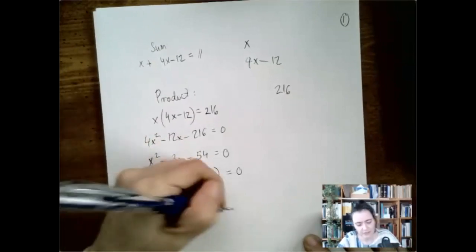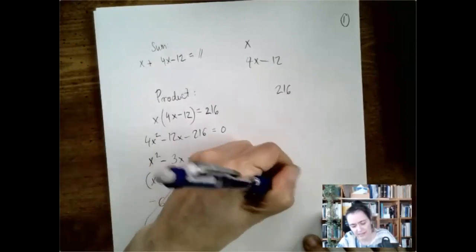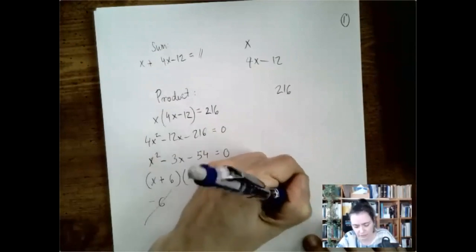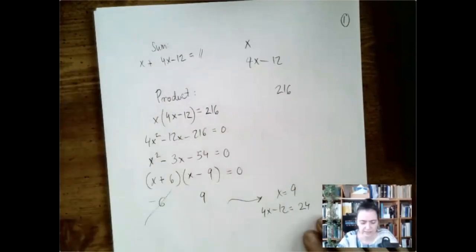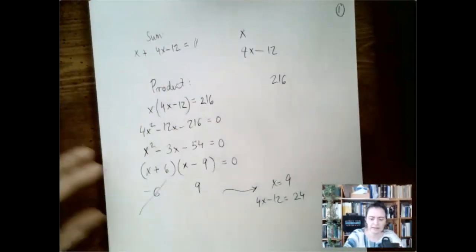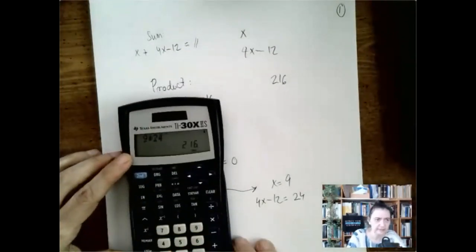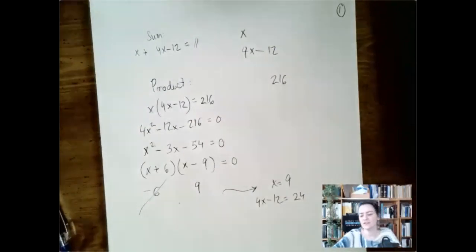And 9. So then we go back and say x is 9, and 4x minus 12 is 24. 4 times 9 is 36. Yeah. And 9 times 24 is 216. So tell me, what was the problem? Setting it up or solving the quadratic? Solving. Okay. Actually, I prefer that.